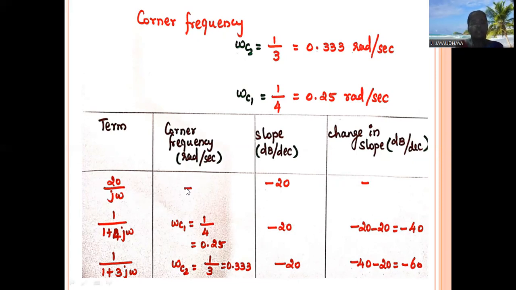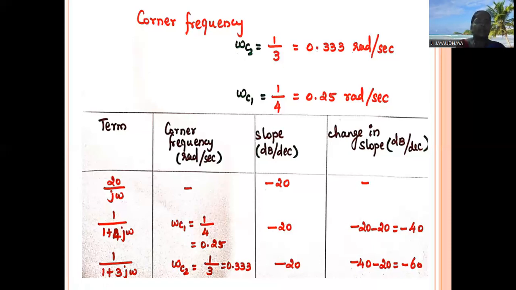What I told you: corner frequency is the real part divided by the imaginary part. But here there is no real part, so therefore there is no corner frequency. The next important thing is slope. Now you see 20 divided by j omega. That means the S term is present in the denominator. So if the S term is present in the denominator, the slope value is minus 20. Then next, there is no change in slope.